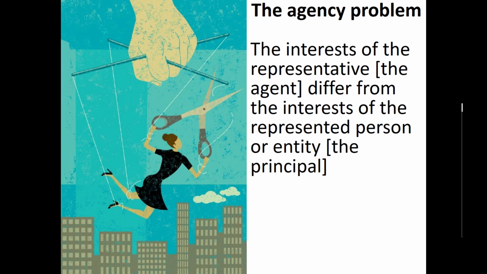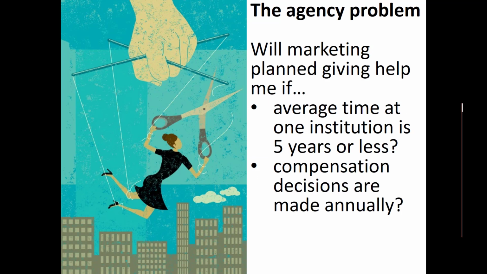So this agency problem, we see it again and again across all different kinds of industries, where the interests of the representative differ from the interest of the represented person or entity. That's exactly what we've got going on here with estate gifts as well. So the agency problem, think about it this way. Will marketing planned giving help me if I am, let's say, a director of all fundraising?